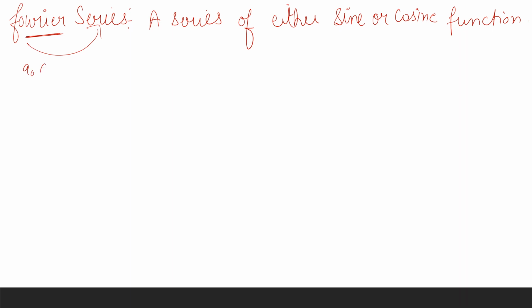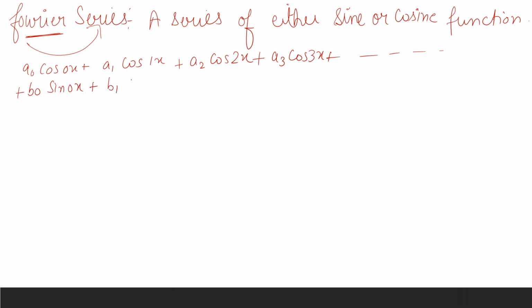For example, a naught cos 0x plus a1 cos 1x plus a2 cos 2x plus a3 cos 3x and so on, plus b naught sin 0x plus b1 sin 1x plus b2 sin 2x plus b3 sin 3x and so on. A series of either sine or cosine functions. A series which has sine and cosine, or only cos, or only sin, is also considered a Fourier series.